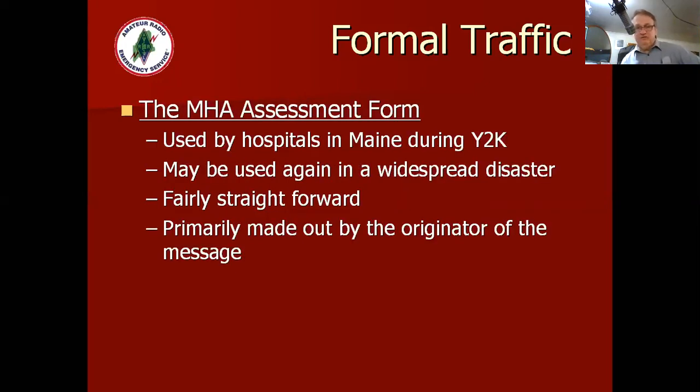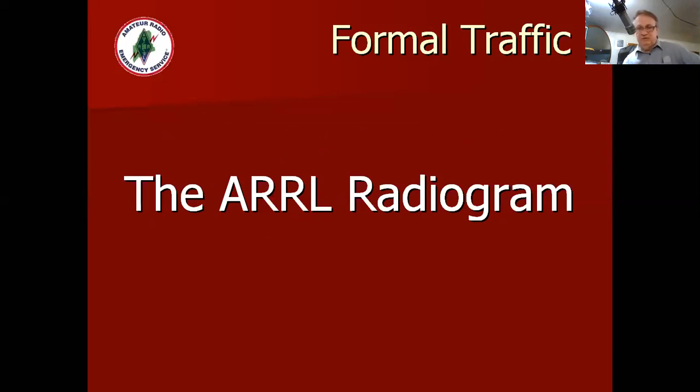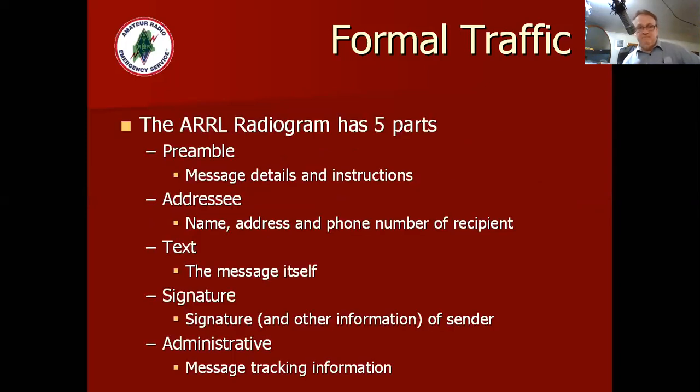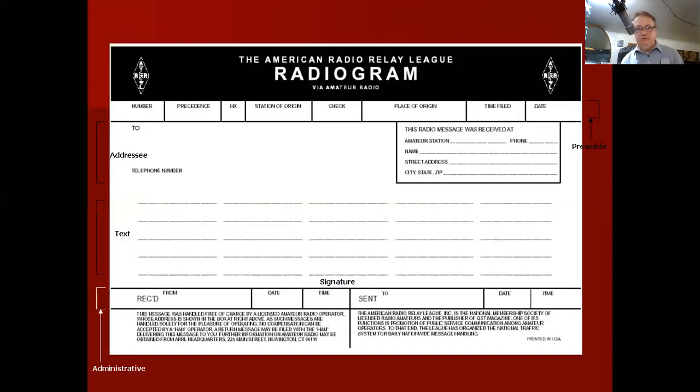We're going to skip past the main stuff and go right to the ARRL radiogram. Okay, the preamble are the message details and instructions. And if you look at page 40, the preamble is at the very top. And then the next is the addressee, who it's going to. It's the next block: the name, address, phone number of the recipient. The text is the message itself and the signature. And other information is at the bottom. And the administrative is the message tracking information. And that's all on that form. Let's go and look for it.